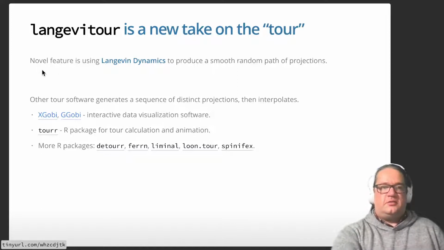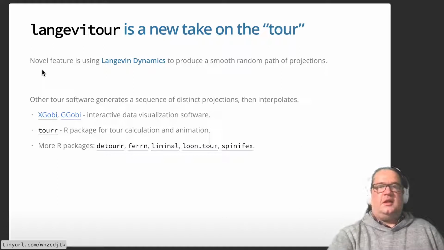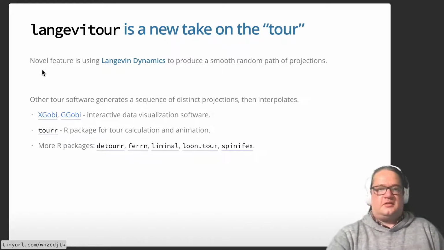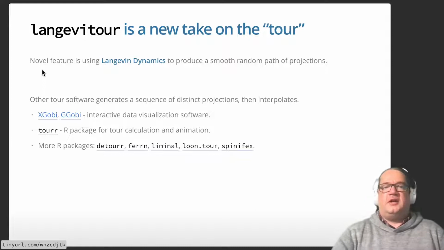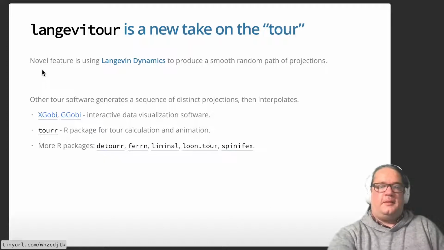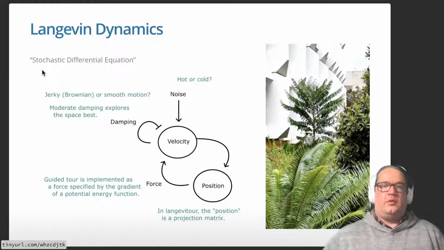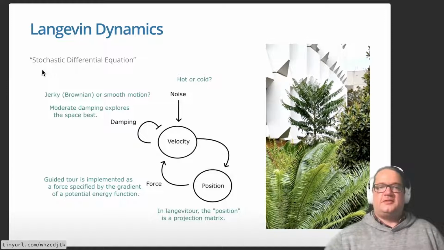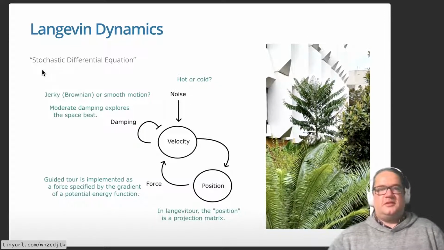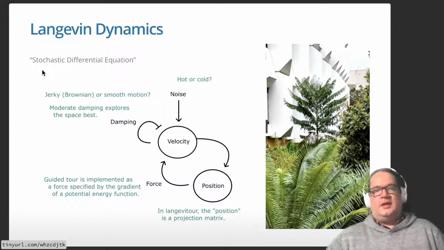However, langevitour is a bit of a new take. Rather than having a distinct sequence of projections, it's using something called Langevin Dynamics. This is more like a physics model. It produces a smooth random path with the properties that we want. So this is the arm waving version of Langevin Dynamics. I don't really want to show you stochastic differential equations in a 20-minute talk.